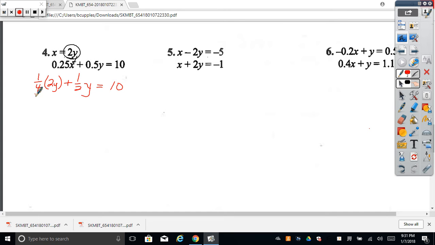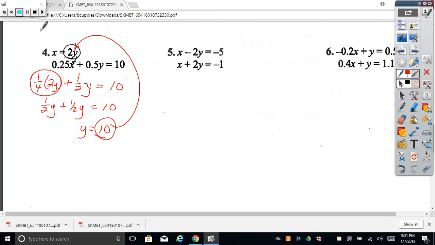Now, what is 1/4 of 2? Well, half of 2 is 1, so 1/4 of 2 is a half. So this is a half y, just multiplying these two together, okay, plus 1/2 y is equal to 10, okay. So what is a half y plus a half y? Well, we get 1y. Well, we already know that y is 10, okay. Now to solve for the x, I'm just going to take that back and plug it into the other equation there. If I do that, let's see here, plug this in here, we get x is equal to 2 times 10, which is going to be 20. So x is 20. I'm going to write it down like this. X is 20 and y is 10.